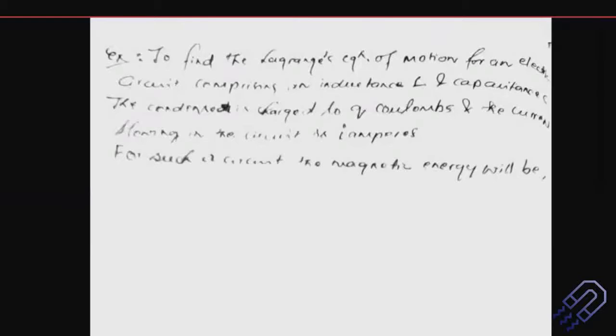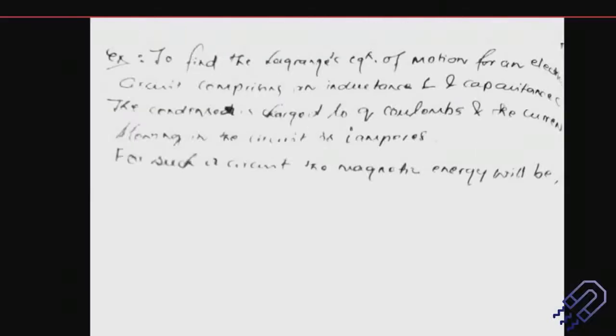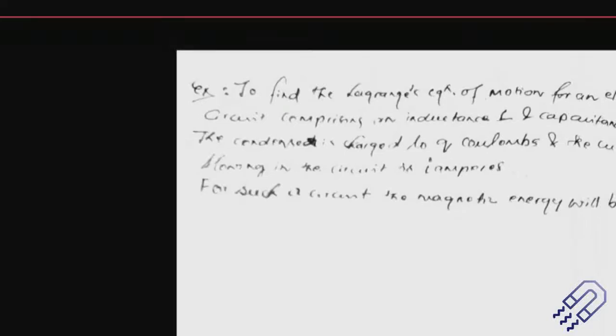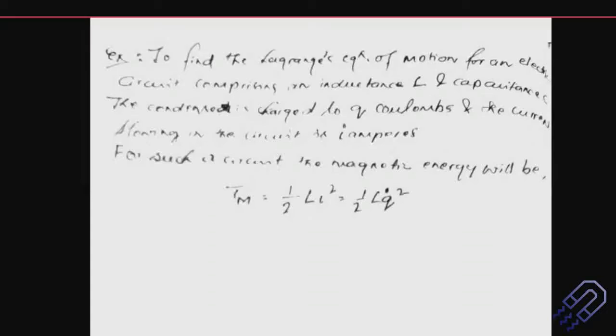So if you go to a very fundamental relation, we can say that in such a circuit the magnetic energy will be stored, and we can write it down in the form of an equation: half L i square. That's the magnetic energy, and this is nothing but half L Q dot square. Why do I write Q dot? Because for a capacitor, we are also writing it in terms of Q. So it is Q dot. And then the electrical energy is V equal to half Q square divided by C, or you can write it as half C V square also.